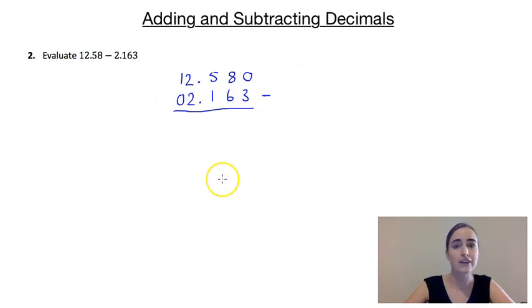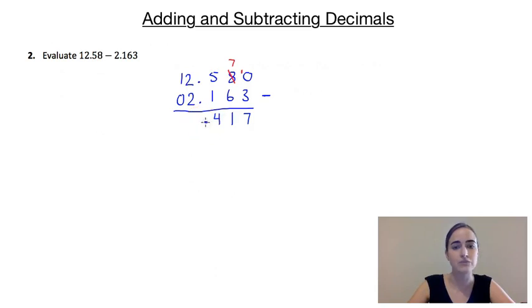And then we're going to start from the right. Now, our first step would be 0 minus 3, but we don't want to end up with negative numbers. So what we're going to do is we're going to take a 10 from here. We're going to take our 8 and change it to a 7 and carry a 1 over here. So now we've got a 10 on this column instead. So now we've got a 10 minus 3, which would give us 7. We've got a 7 minus 6 would give us 1. 5 minus 1 gives us 4.